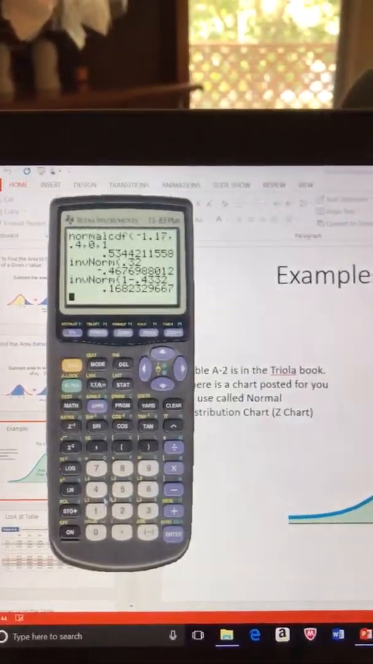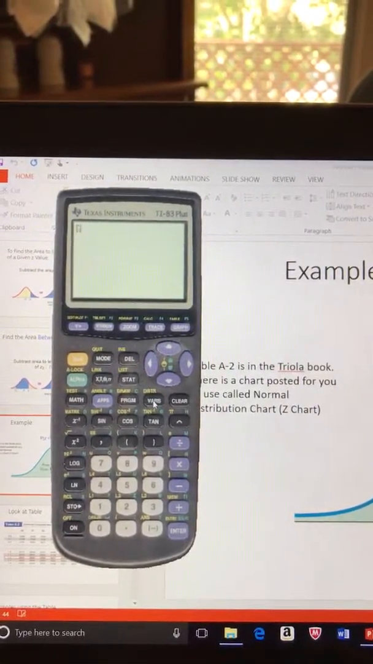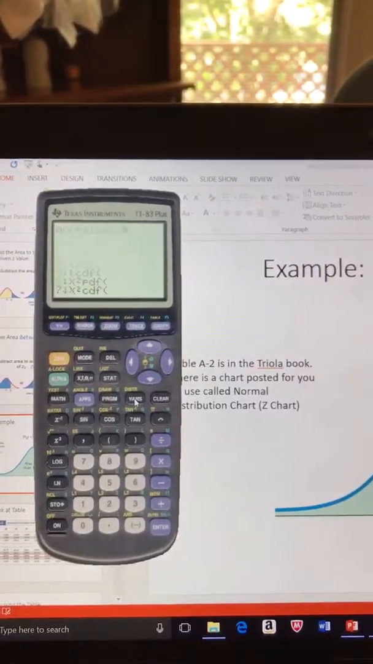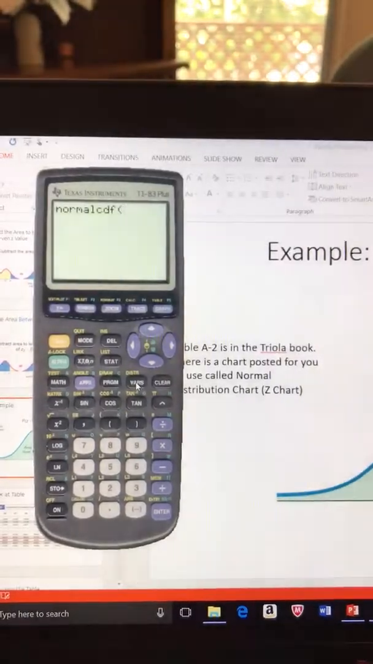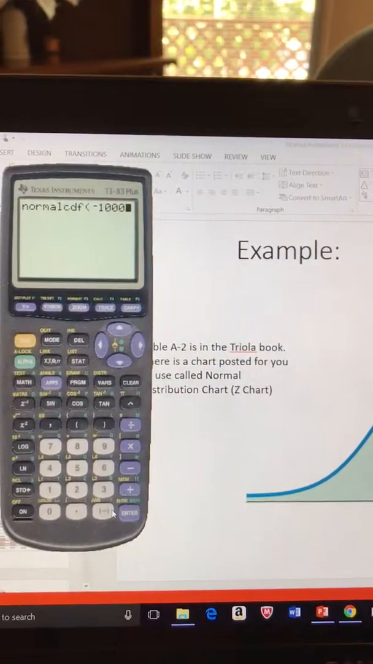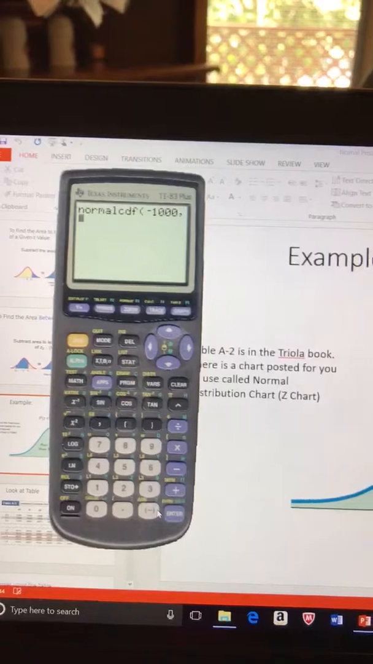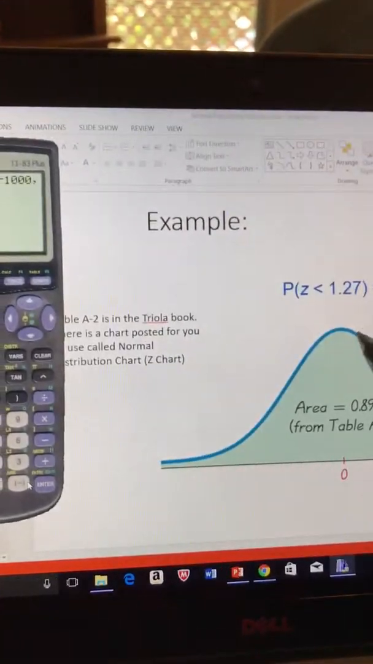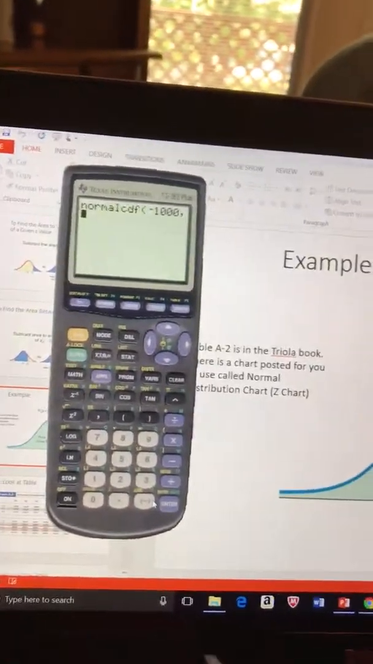If you wanted to use the calculator, just so you can see, a calculator may give you a different decimal on the end. But what you do on the calculator is hit 2nd, VARS, go to normalcdf, and this is on the last page too. You need to type in a lower bound first, so you need to just use some big negative number. So negative 1,000 usually works. Some people say negative 10,000, but I've never had an issue with negative 1,000. And then you type in your z, or the calculator can handle x's. You don't have to convert to z's, but your z is 1.27.